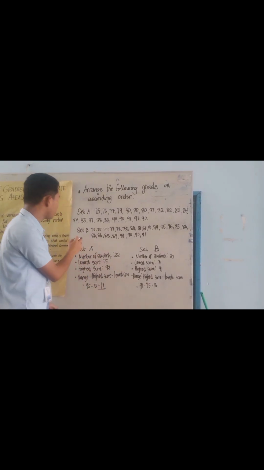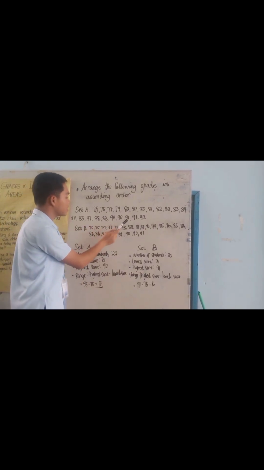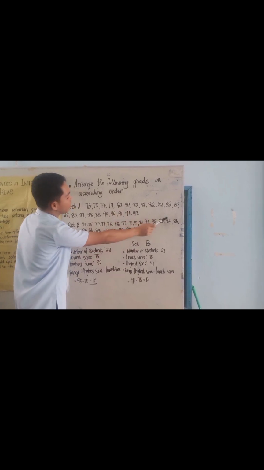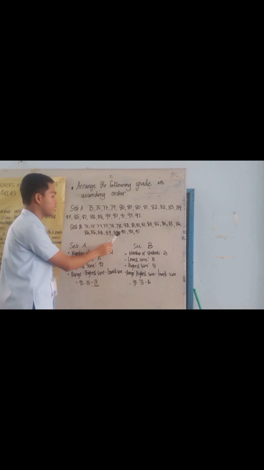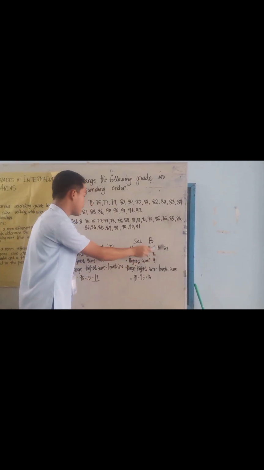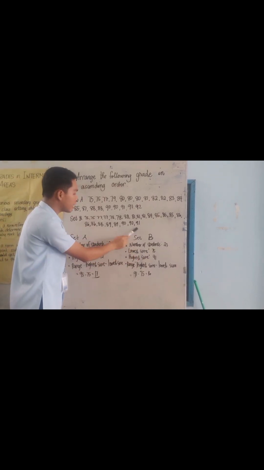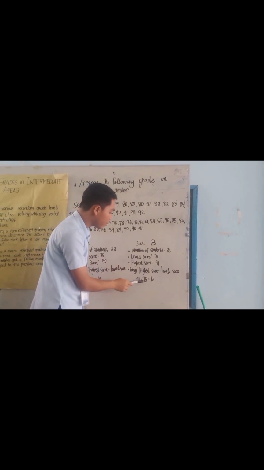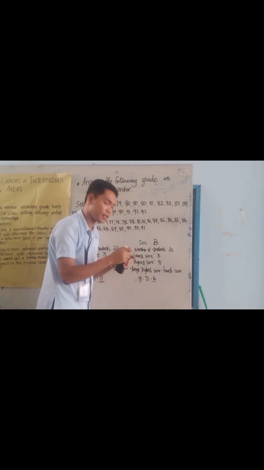Here in set B: 75, 75, 77, 77, 78, 78, 80, 81, 81, 81, 84, 85, 85, 85, 86, 86, 86, 88, 89, 89, 90, 91. The number of students in set B is 23. The lowest score is 75 and the highest score is 91. So the highest score 91 minus the lowest score 75 equals 16.